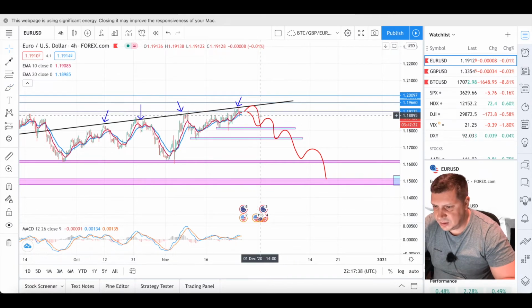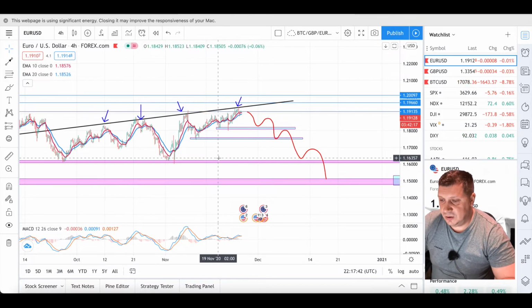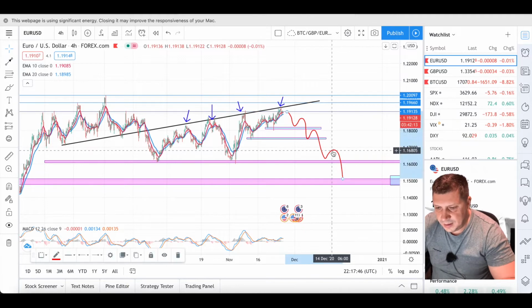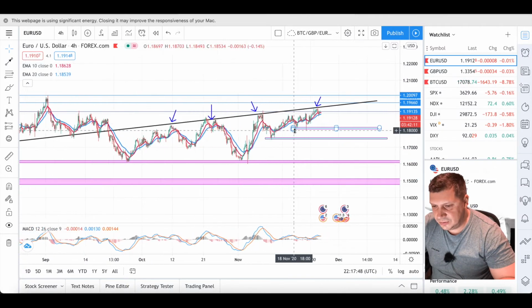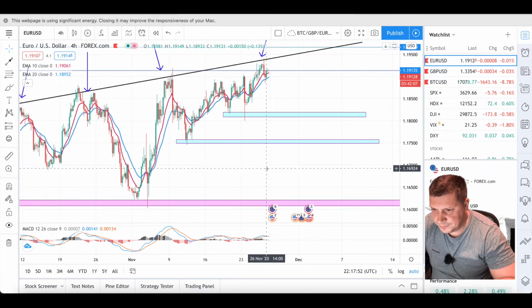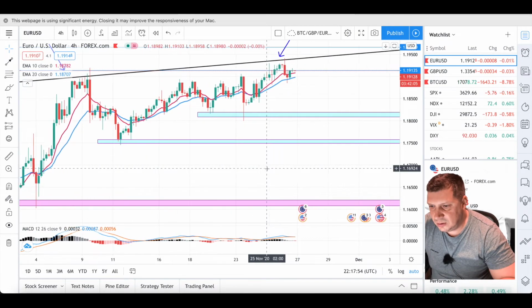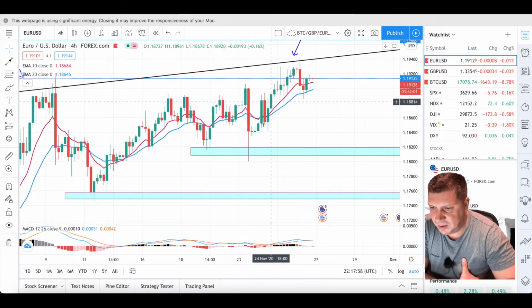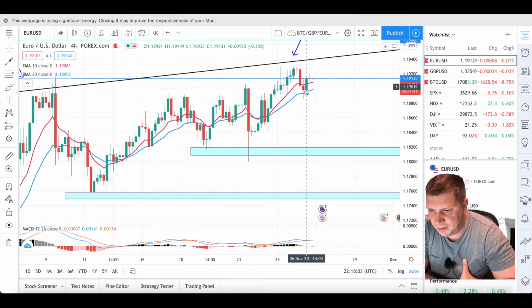Let's remove this line from here. Okay, so this is what we have on euro dollar. And let's also see, let's do autumn. So on euro dollar also we have some interesting situation. So right now we're creating this very nice M formation, and let's see where it's ended.